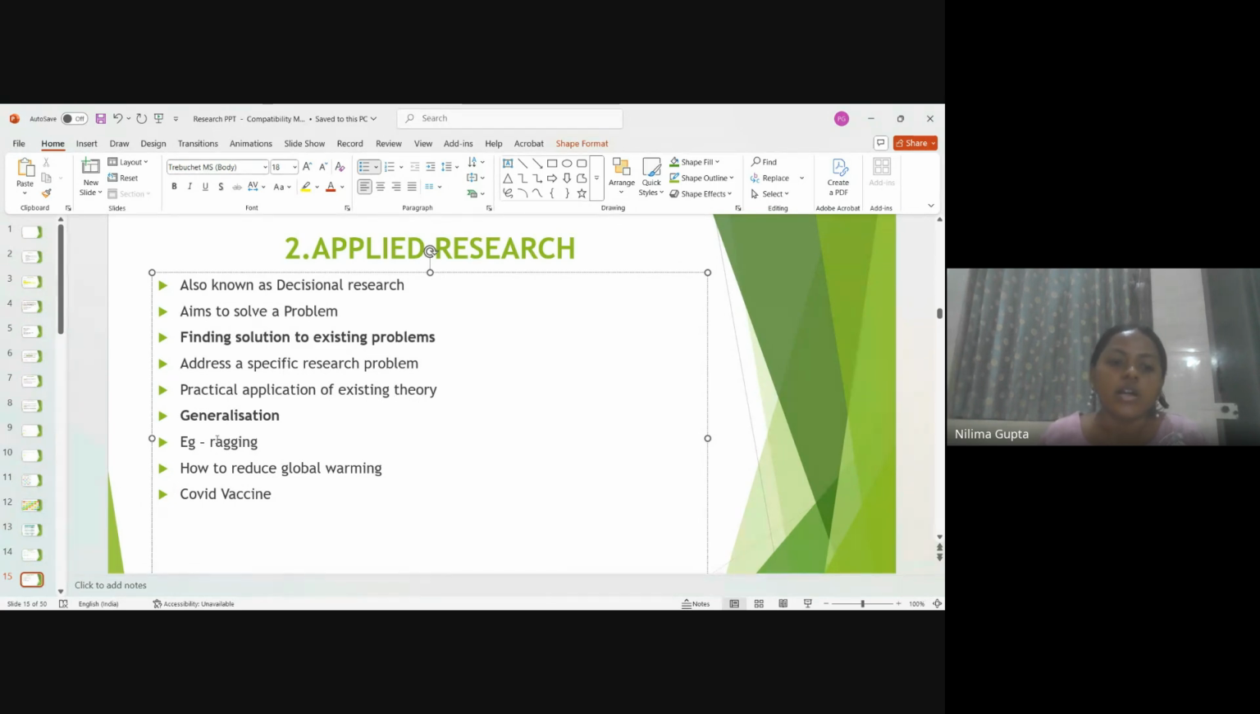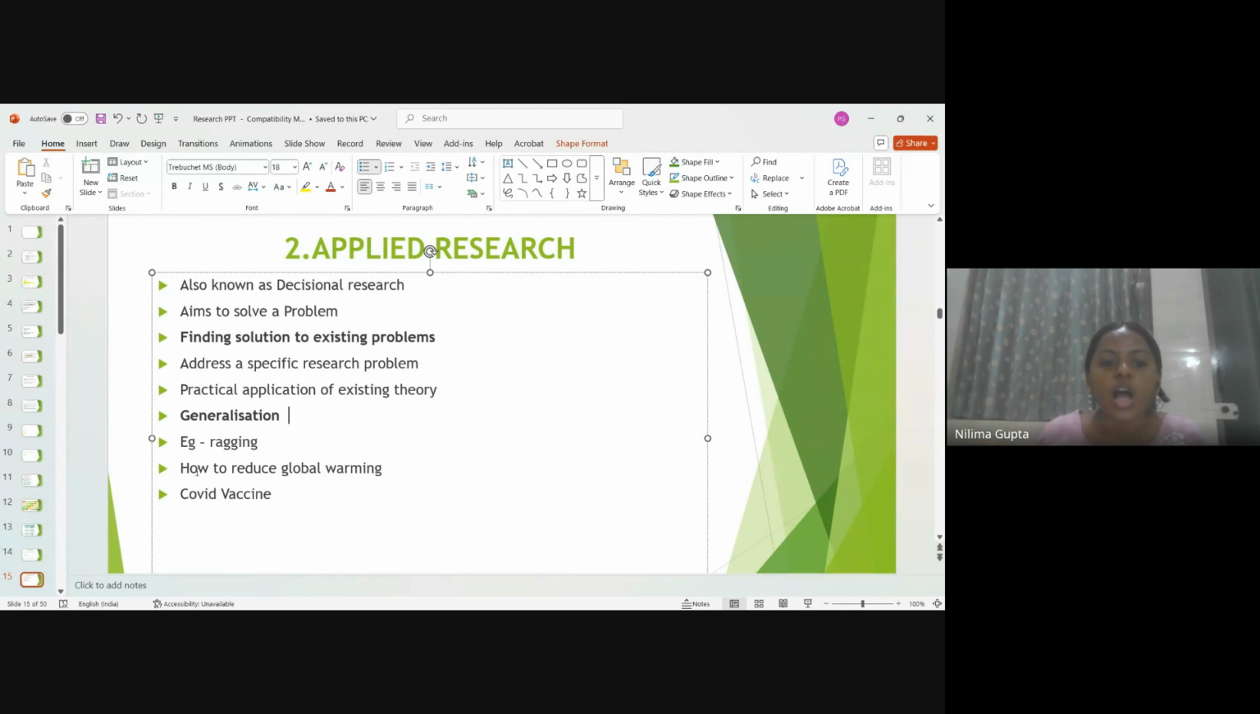For example, ragging. Is ragging a problem of only XYZ college in Mumbai or ABC college in Mumbai? No, ragging is a universal problem. Be it Mumbai, Chennai, Bhopal, Varanasi, Patna, Haryana, Punjab, anywhere I go, ragging is a common problem. And when applied research is being used, a solution for ragging will come, and it will be a generalized solution for all the colleges.